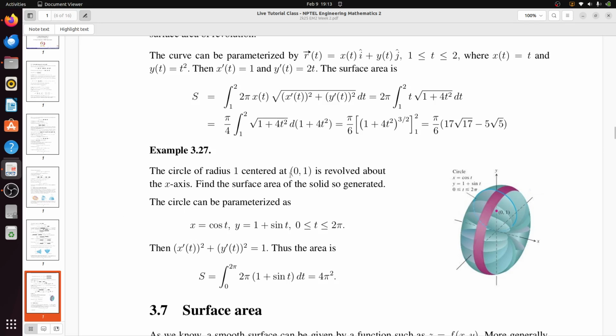The circle of radius 1, that means the parameterization is, first of all, cos t and sin t, right? And this is centered at (0, 1), so y will be shifted by 1. t is varying over 0 to 2 pi. This is around the x-axis, so you will have 2 pi y times square root of (x prime t) whole square plus (y prime t) whole square. That will be once again 1, so this is just dt.